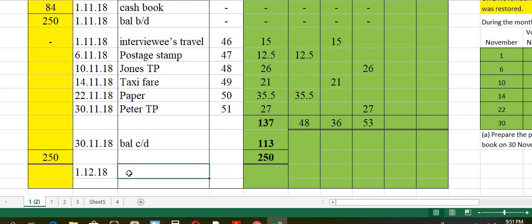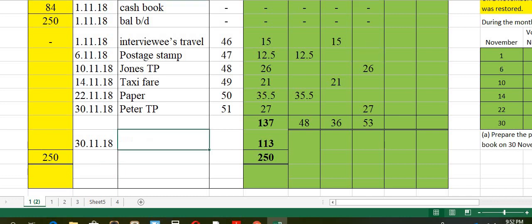Date at 1st of December. If today is 30th November, tomorrow is 1st of December. Followed by balance brought down in the detail column. And that 113 will be shown on the debit side of the petty cash book. This is how a petty cash book is balanced.